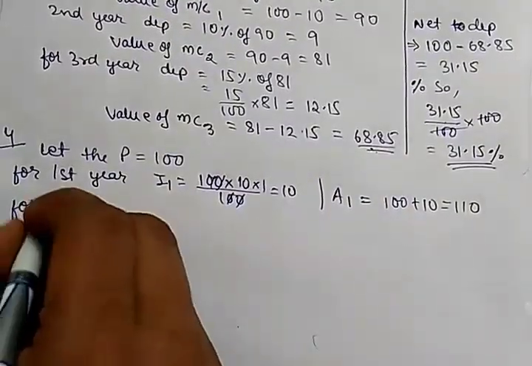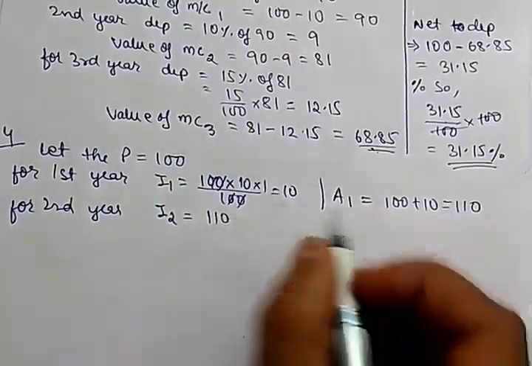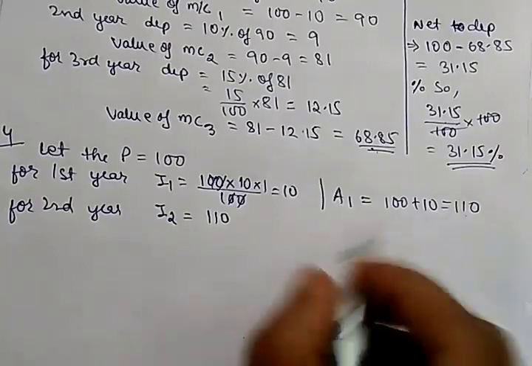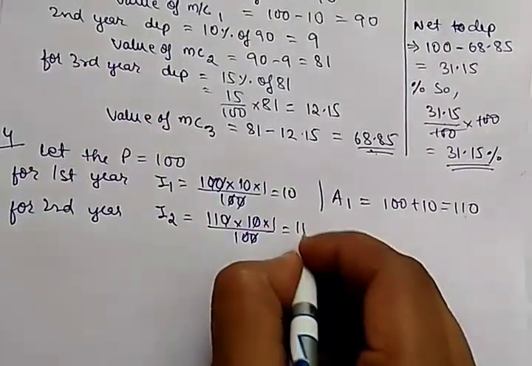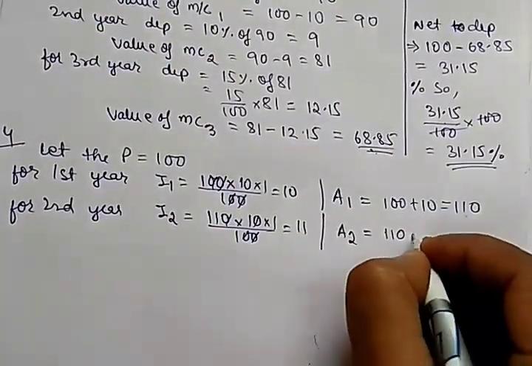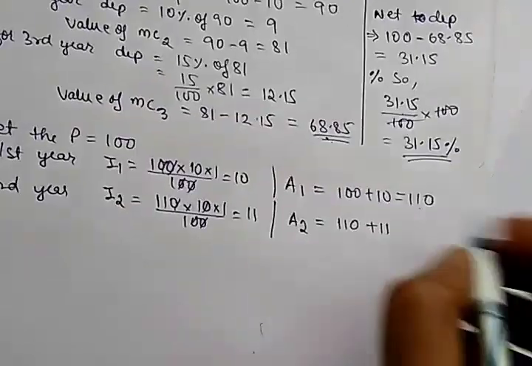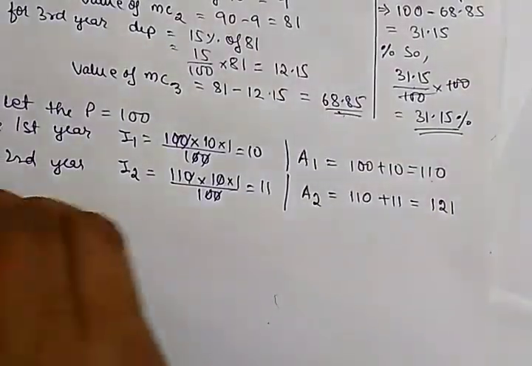For the second year, the interest will be equal to 110, because this will become the principal for the second year, into 10% into 1 by 100, that is rupees 11. So the amount at the end of the second year will be equal to 110 plus 11, that is equal to 121.